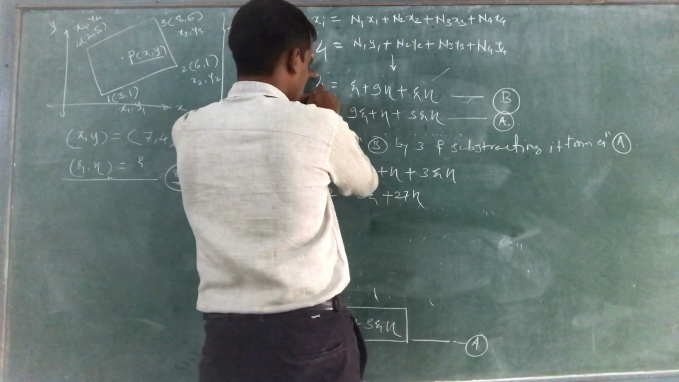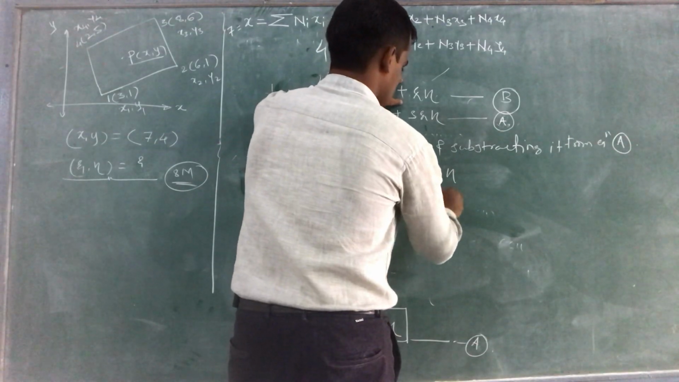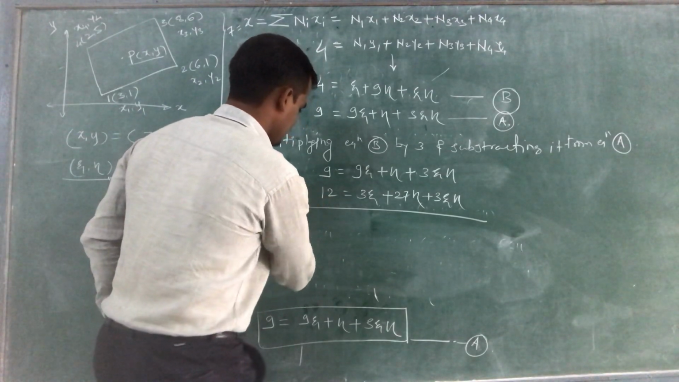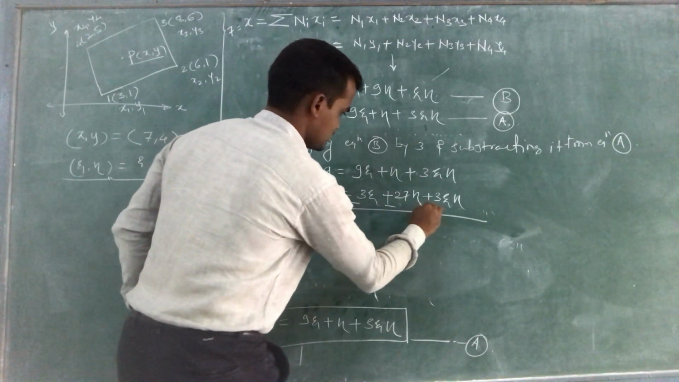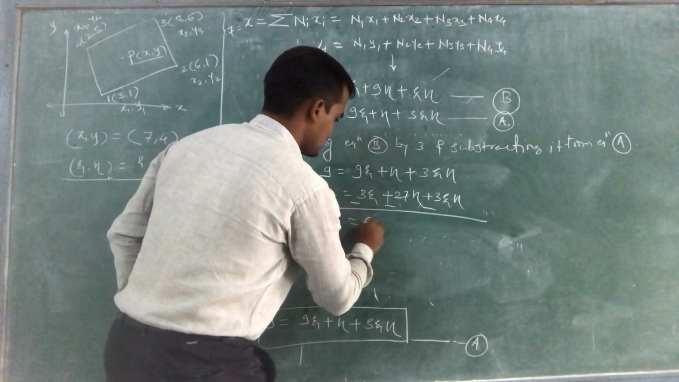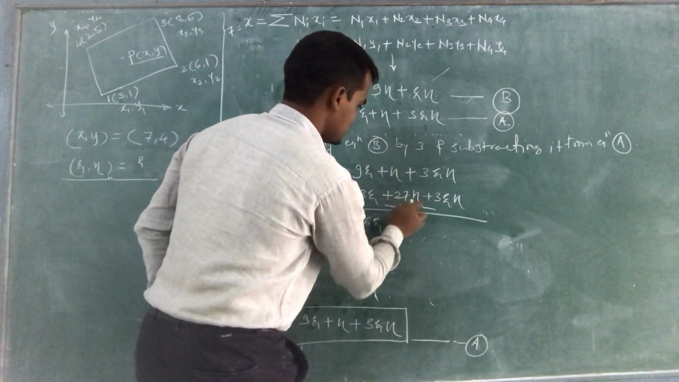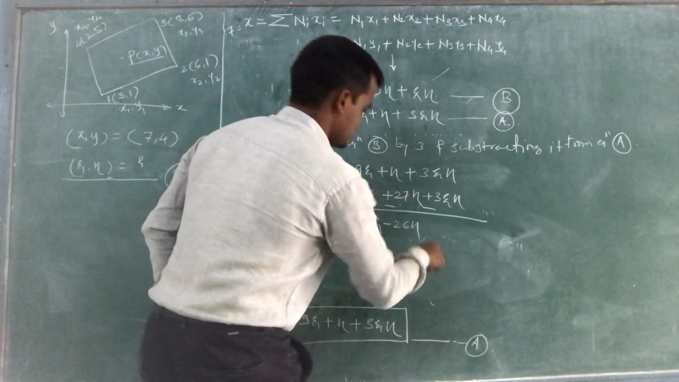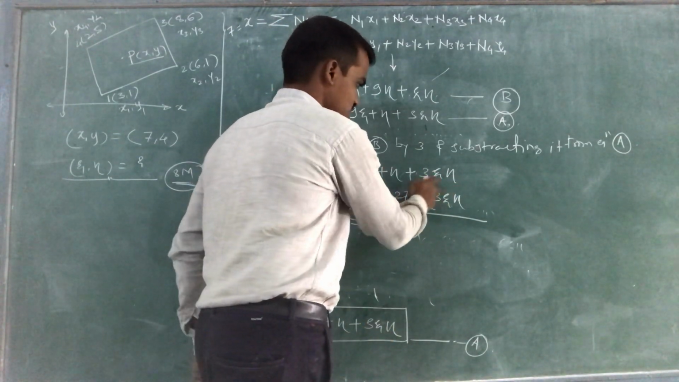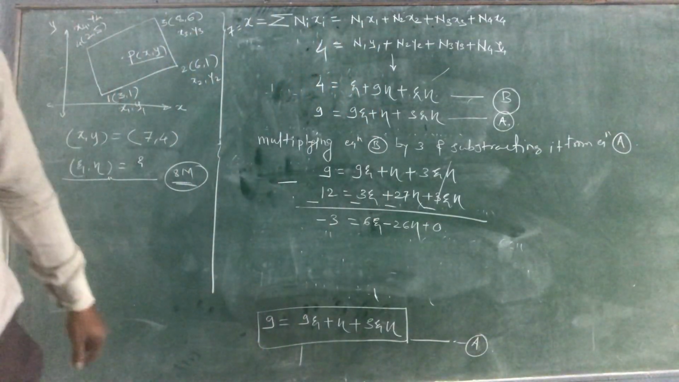If we multiply by 3, 4 into 3 is 12, 3 into 1 is 3 zeta, 9 into 3 is 27 eta, plus 3 zeta eta. And if we subtract, it will become minus, minus, minus, minus. So 9 minus 12 is minus 3, equal to 9 zeta minus 3 zeta, 6 zeta, and eta minus 27 eta is minus 26 eta. The 3 zeta eta minus 3 zeta eta will get cancelled, plus 0.